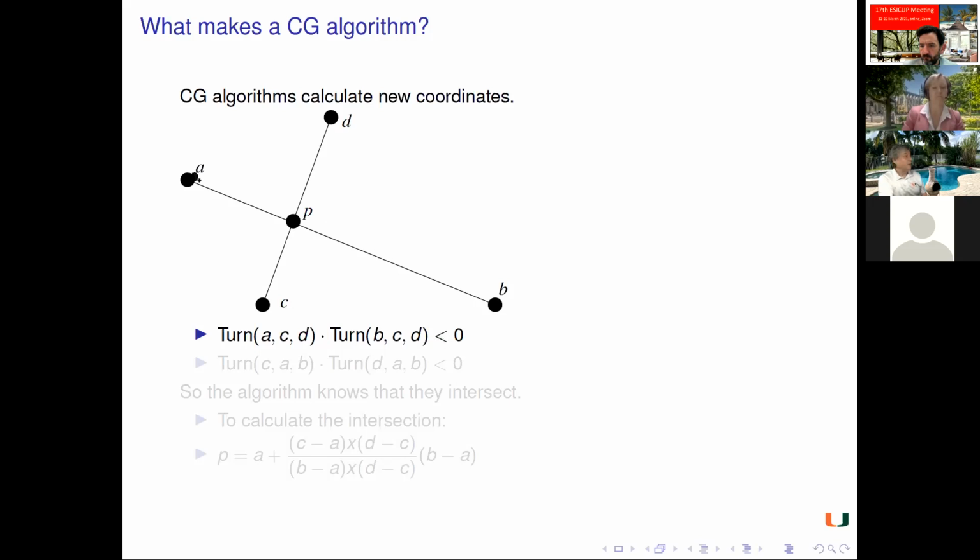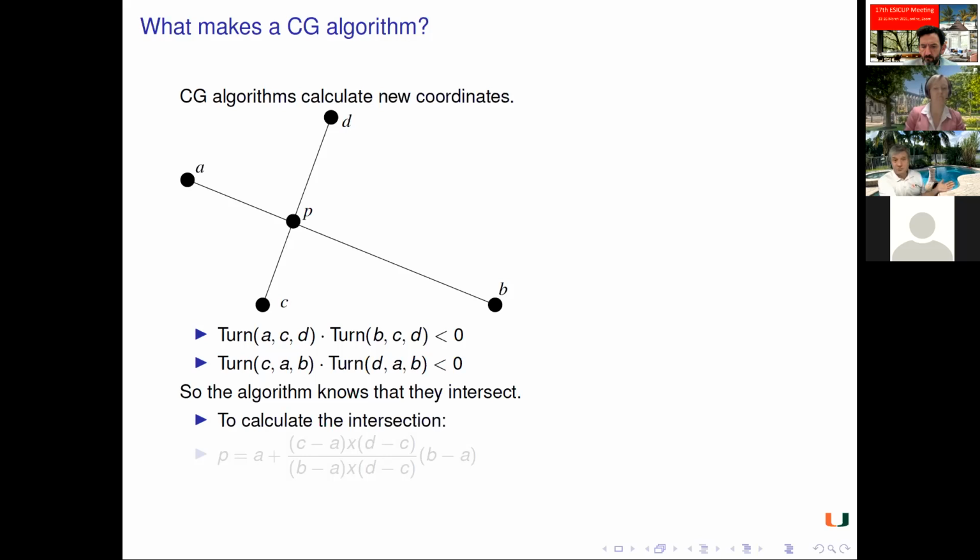And that tells us that A and B are on opposite sides of line CD. And similarly, turn CAB times turn DAB is less than 0, which tells us that C and D are on opposite sides of line AB. And that tells us that the two line segments intersect. So therefore, there must be this point P, and so it's safe to calculate it.